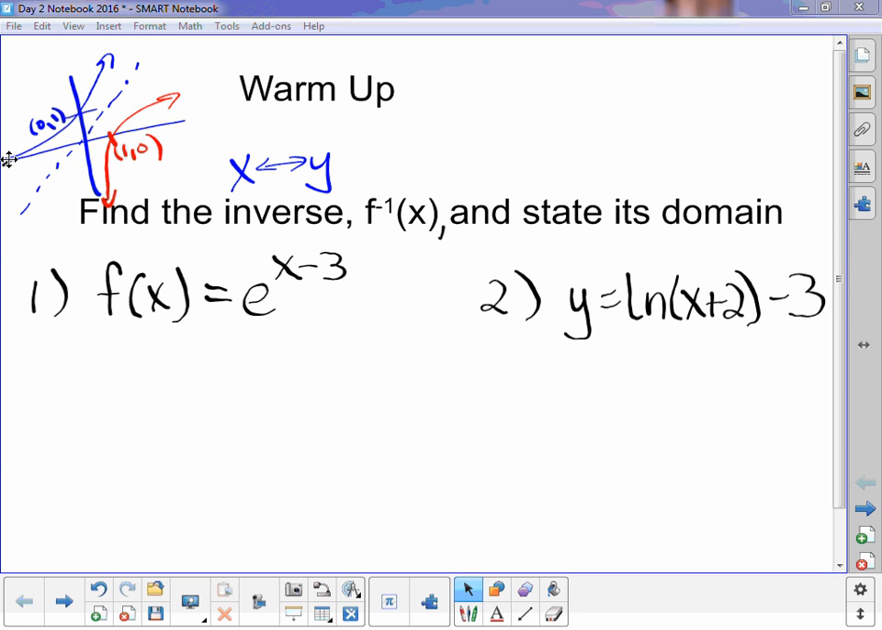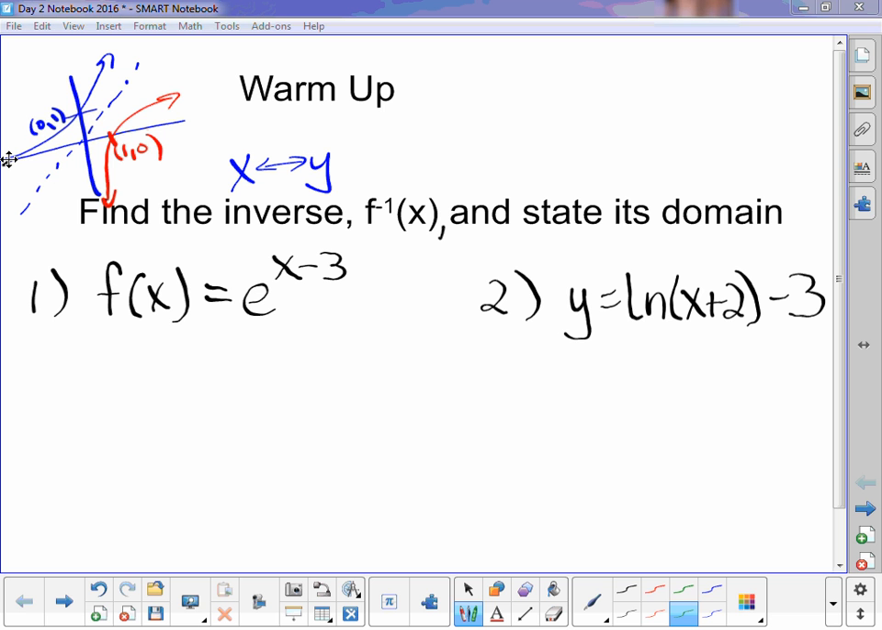So for number 1, we make them both ln. Hold on, we're going to go over it. So again, inverses, we're switching x and y. Now, since we're switching x and y, what happens is that your domain and range get switched as well. So whatever was the domain of your original function will become the range of your inverse function. And likewise with the range. Whatever was the range will become the domain.